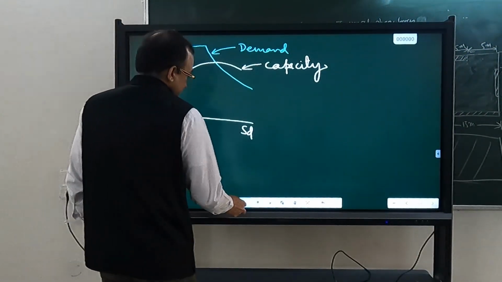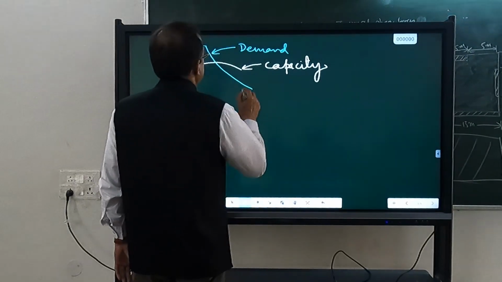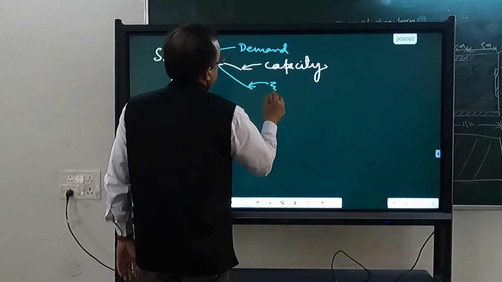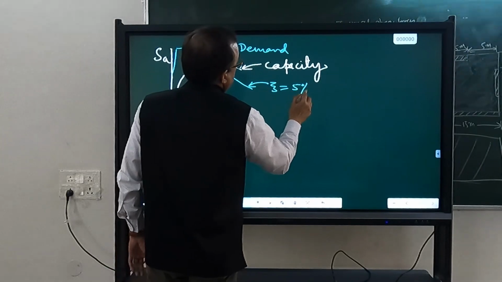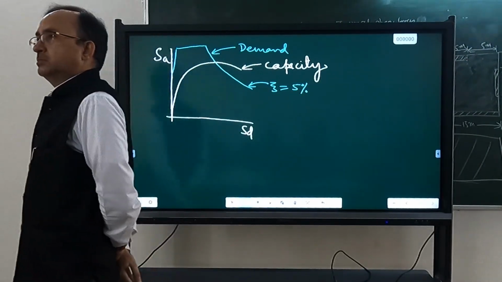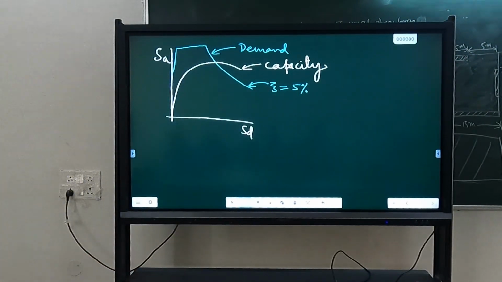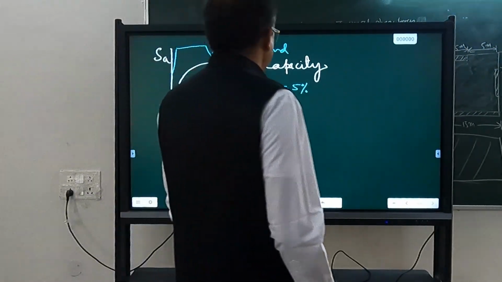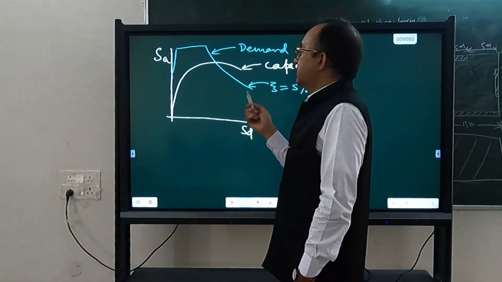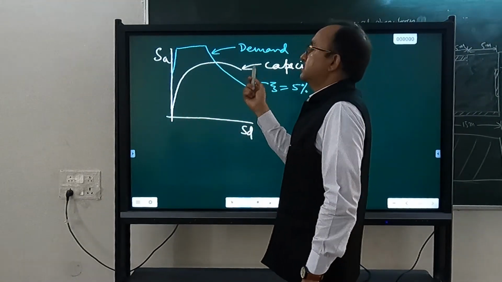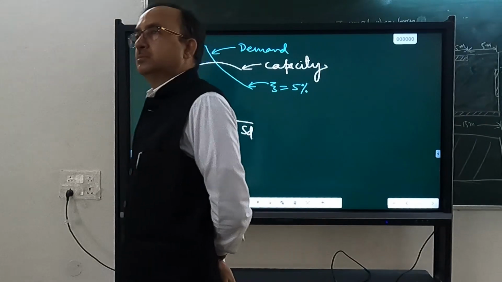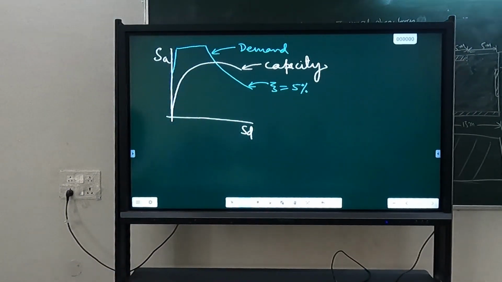response spectrum is corresponding to 5% damping. Okay, this equivalent single equilibrium system which we have considered, what is the damping here? The damping actually varies. The damping depends on the energy dissipation.